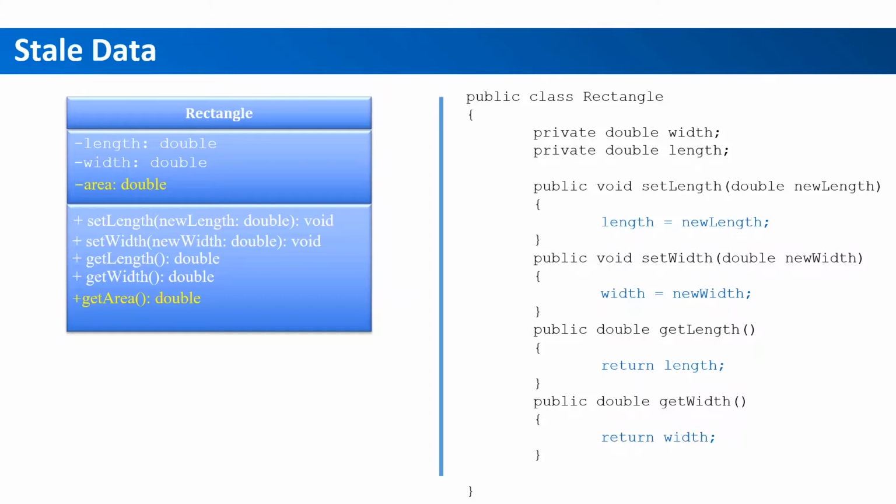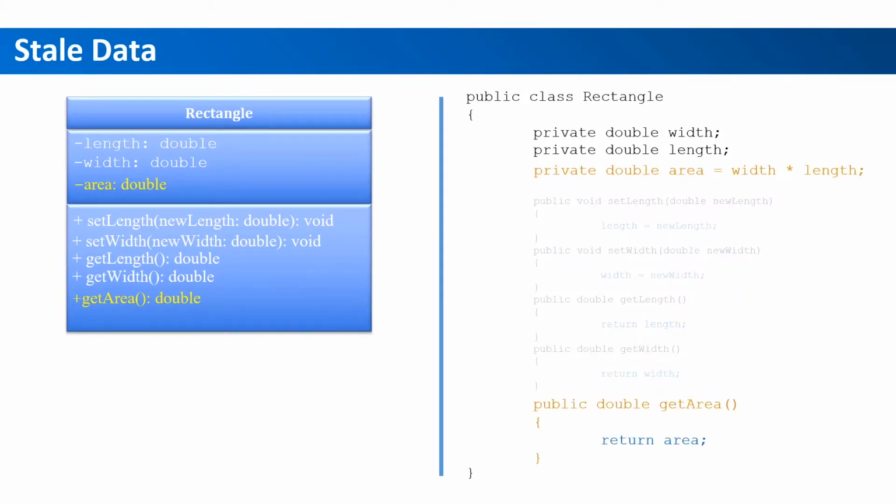So how does that change our class? I added the field and the method, very similar to the length and width and their getters. So for example, here I have the private double area, which is equal to the width times the length, and the getArea method, which returns the area field.